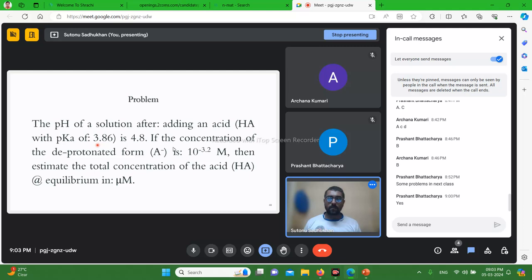This is the last problem. Only 2 minutes it will require to solve. Okay, you know. Then I'll wait for you to calculate. Please calculate and tell me the answer in micromolar, whatever mole it will come. If it has a into 10 to the power minus 6 with it, then it is 1 micromolar.